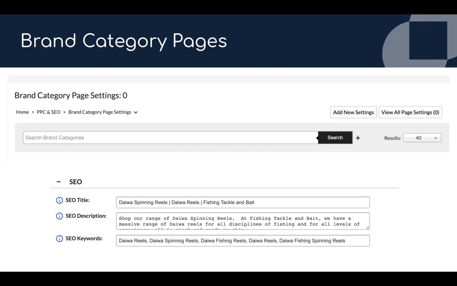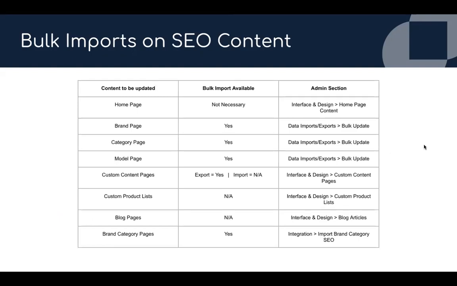So in terms of all the content pages, this gives an overview of all the bulk imports that we can do around SEO content, allowing you to be as efficient as possible in managing each of the pages that we've covered here. So this table is probably one for looking back on after today's session, just to get an idea of where you can update these pages from.